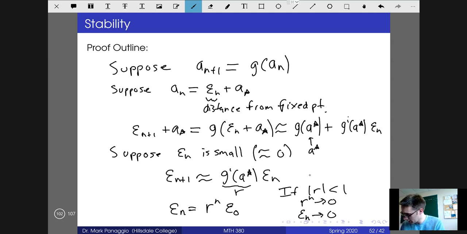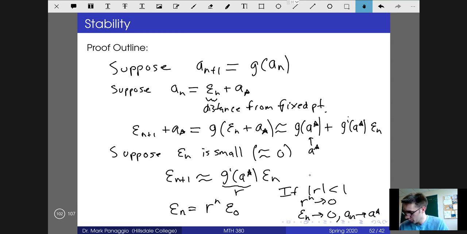And if epsilon n goes to 0, then a n must go to a star, since epsilon was the difference between them. All right? So the idea is if you start close to a fixed point, you can think about this as behaving like a linear system, where the derivative of that function g is the constant r. And then we can apply our knowledge about linear systems to the nonlinear system to predict the behavior. And similarly, if r is greater than 1, you would see that this would grow over time and we would move away from the fixed point.